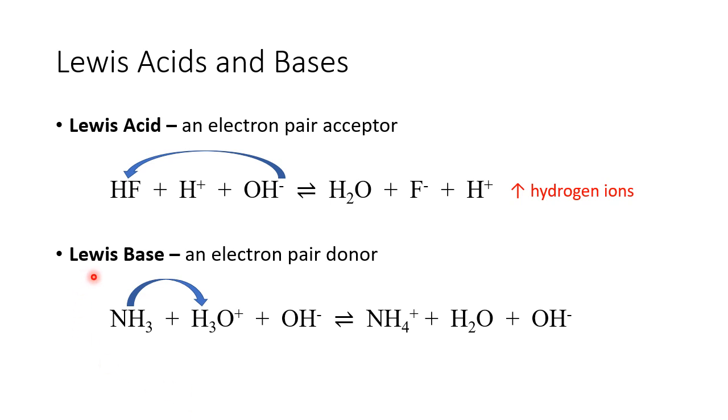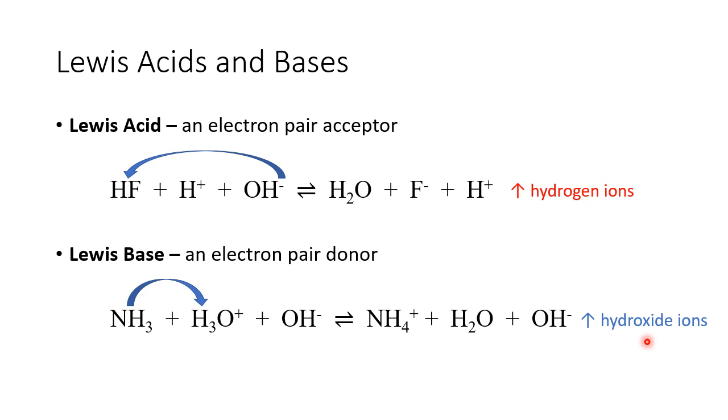The Lewis base is an electron pair donor. So we have our NH3, ammonia. It's going to transfer an electron pair to our hydronium. It's going to steal that hydrogen, and it's going to form ammonium ions, NH4+. That's going to leave H2O and OH-, which increases the amount of hydroxide ions in the solution.